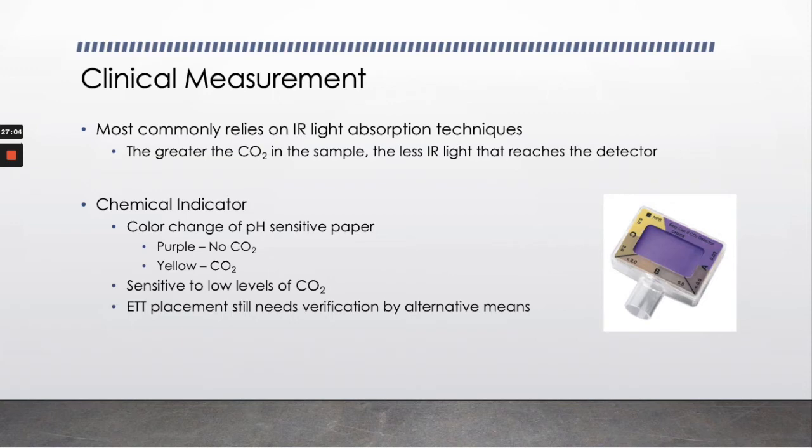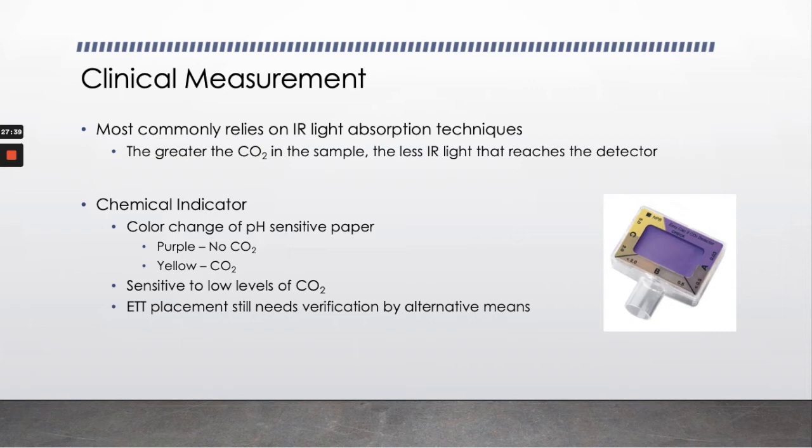So with a chemical indicator, that's the color change of the pH sensitive paper. So purple, no CO2, and when it turns yellow, there's CO2, so mellow yellow. Excuse me. I'm sure you guys have heard or said that before. And the drawback with these is that it's sensitive to low levels of CO2. So even if the endotracheal tube is placed in the esophagus, it could still change color.